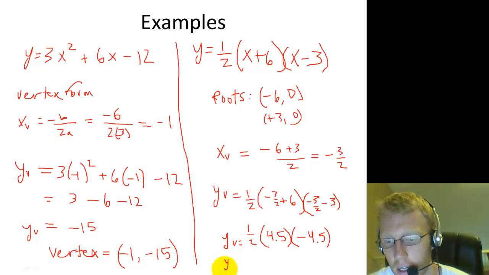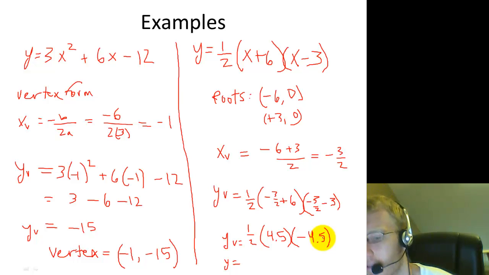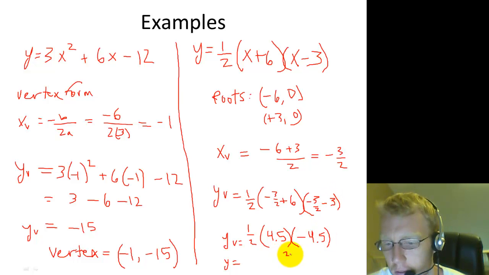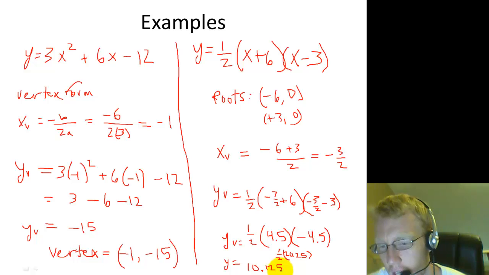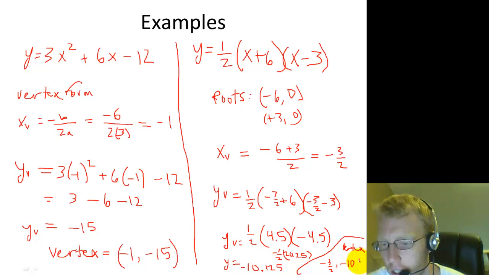And finally, if we multiply 4.5 times 4.5, ooh, what is 4.5 times 4.5? I think that's 20.25. And you take half of that, so you get 10.125. And it's negative because it was a positive times a negative. So our final answer here, sorry, I'm running out of space, for the vertex: the x-coordinate was negative 3/2, and the y-coordinate is negative 10.125, which is negative 10 1/8.